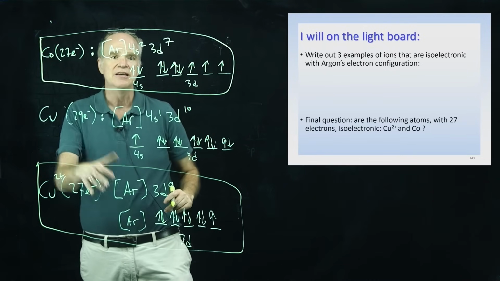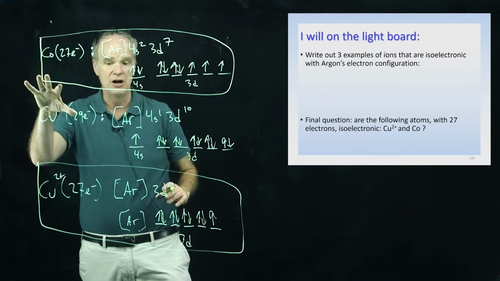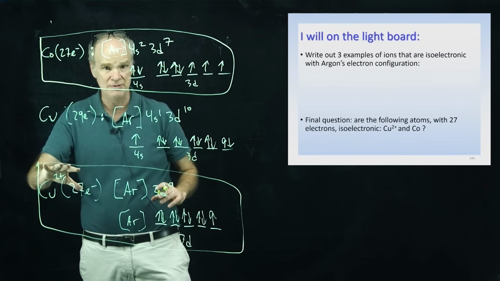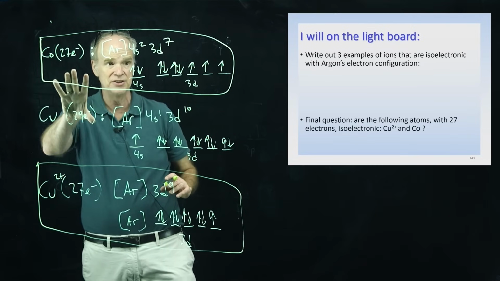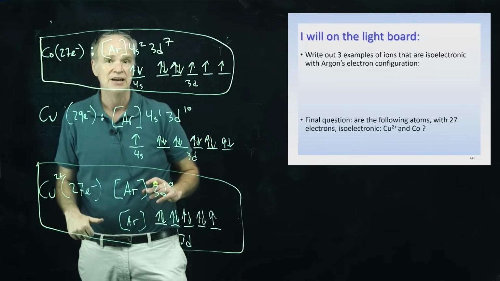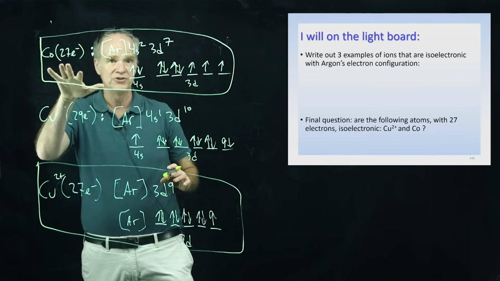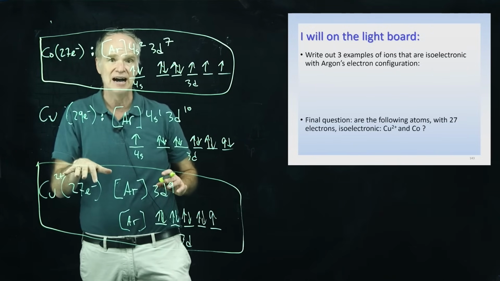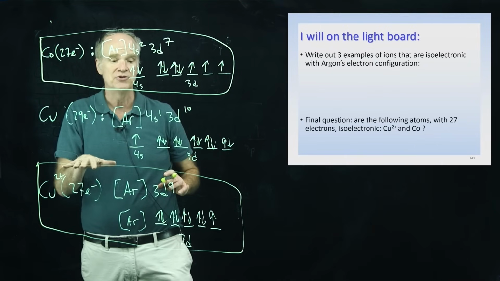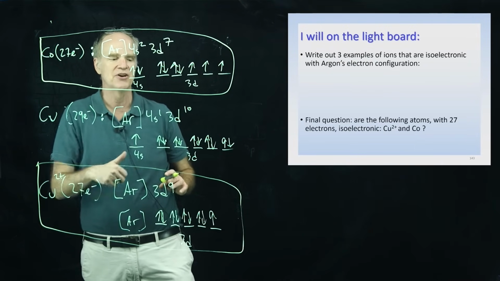And what you can see is that although cobalt and the copper ion have the same number of electrons, they have completely different electron configurations. Therefore, cobalt with 27 electrons is not isoelectronic with the copper 2+ ion, which also has 27 electrons.